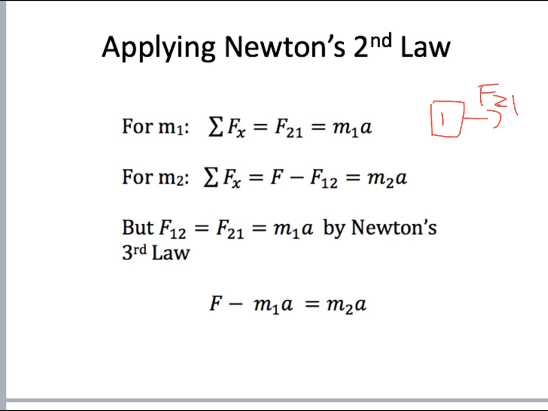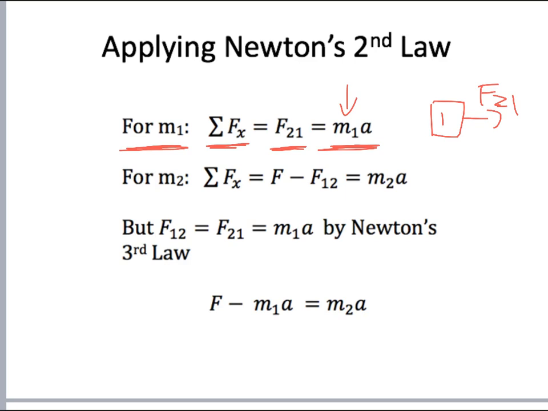So I can say that if we look at just block 1, the sum of the forces in the x direction is just F21, and that's equal to M1A. Now we have to be very careful about the labels because this M is M1, not just any M. One of the things that makes physics challenging is how much you have to pay attention to detail. You must have these things well labeled and be consistent with those labels. Otherwise, you are very likely going to get confused when you start working the problems.